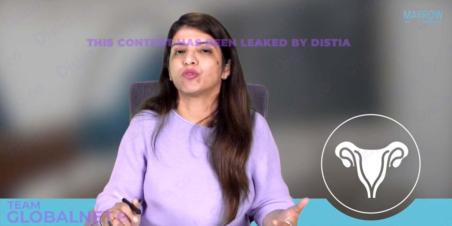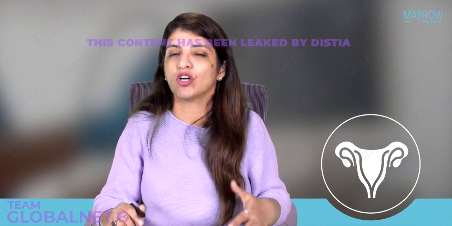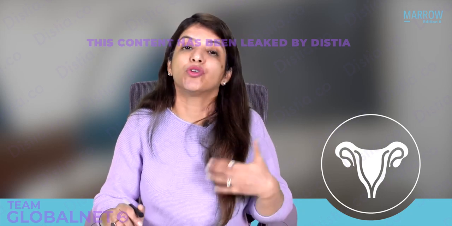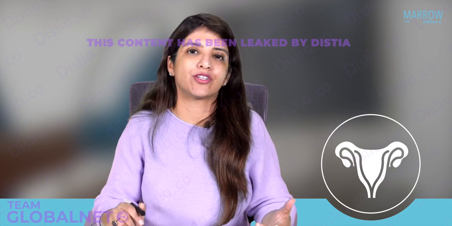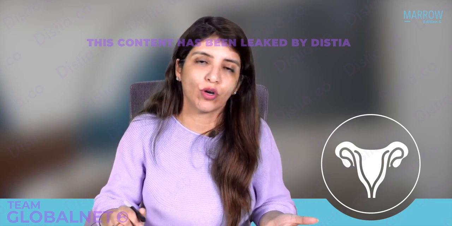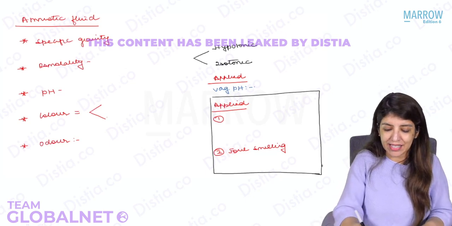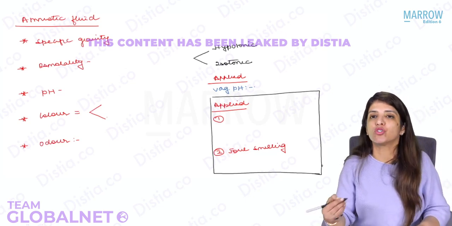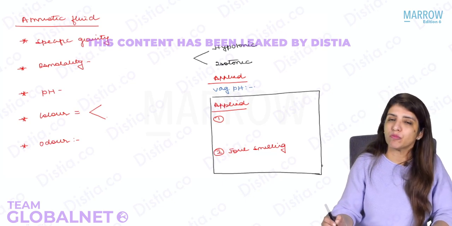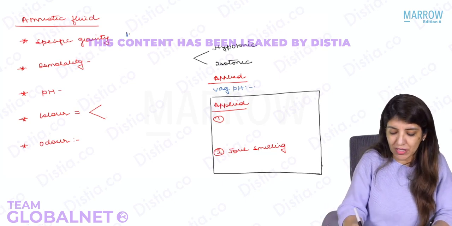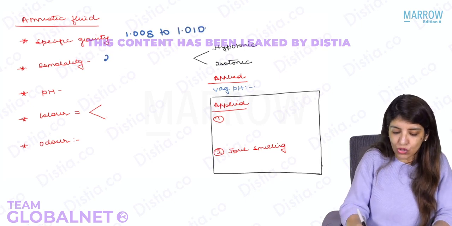We are going to talk about polyhydramnios, oligohydramnios, its causes and the risks related to poly and oligohydramnios and the management of oligo and polyhydramnios, right? So first, let's talk about some basic characteristics of amniotic fluid, which you will have to mug up. Number one is, what is the specific gravity of amniotic fluid? Specific gravity of amniotic fluid is between 1.008 to 1.010 and its osmolality is 260 milliosmoles per liter.